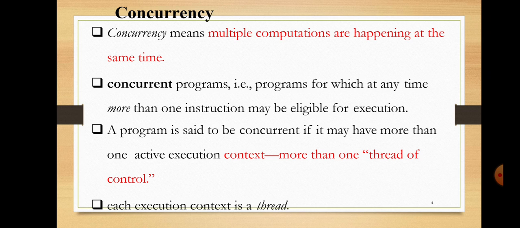A program is said to be concurrent if it may have more than one active execution context, that is more than one thread of control.